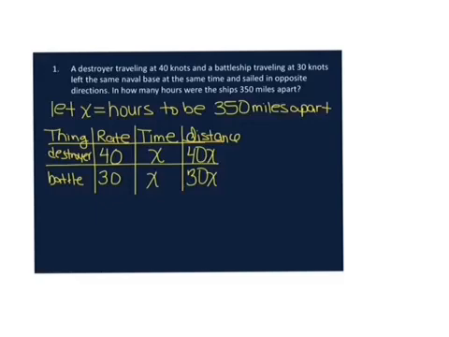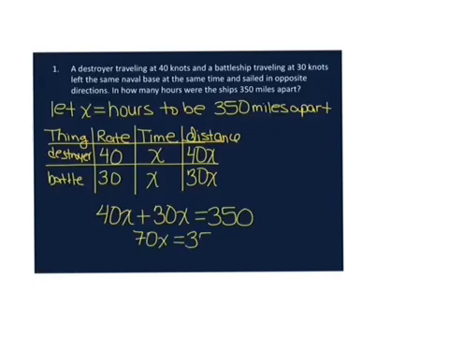How many hours were the ships 350 miles apart? So for this one, I'm actually going to use my distance column, add the two together, and set it equal to what miles they went. Add up the 40 and 30, divide by 70, and we would get x equals 350 divided by 70, which would be 5.